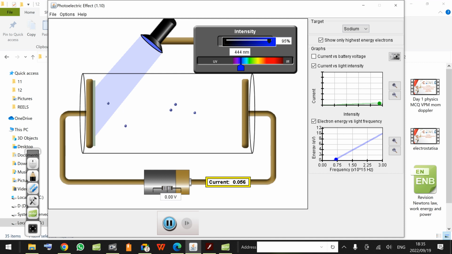What happens to the current? It has increased. What happens to the number of electrons? It has increased as well. But do you notice they are still moving at the same speed? Try to check. They're still moving at the same what? Speed. But the number of electrons, if you want to see that very well, check that. Can you see the speed? The speed did not change, even if I change intensity.